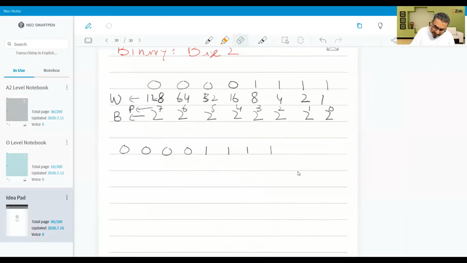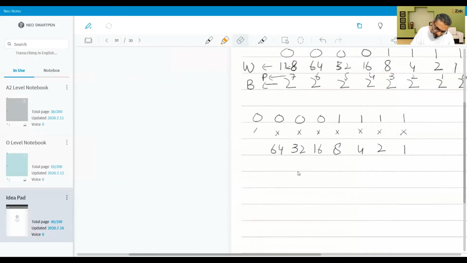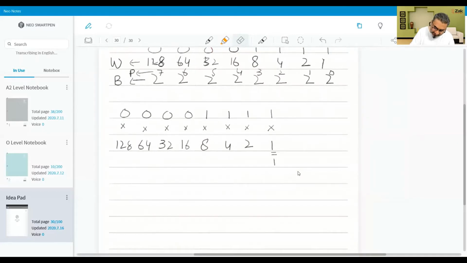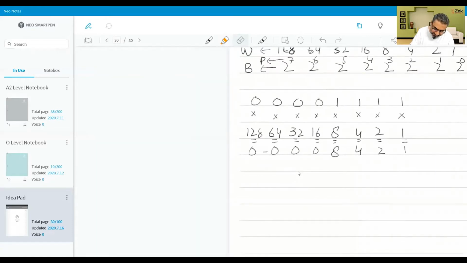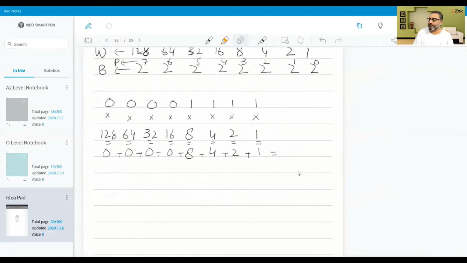Every single bit is being multiplied with its worth, which is its positional weighting, and the results are found. And these results are then being added together. All right, so 8 plus 4 is 12, plus 2 is 14, plus 1 is 15.